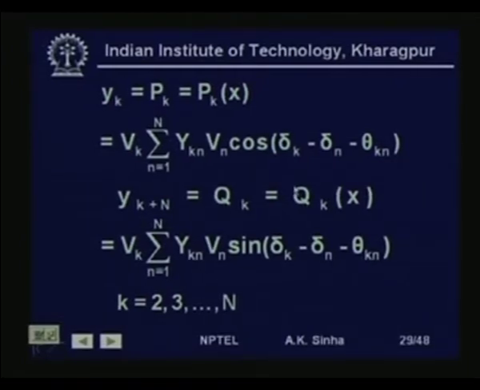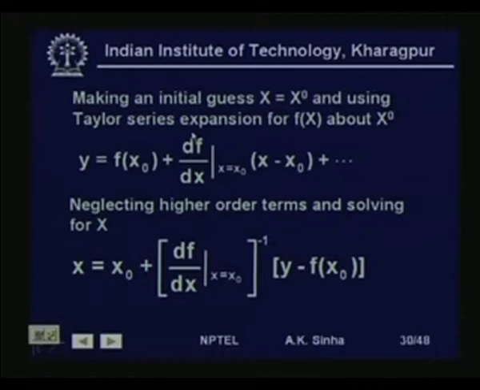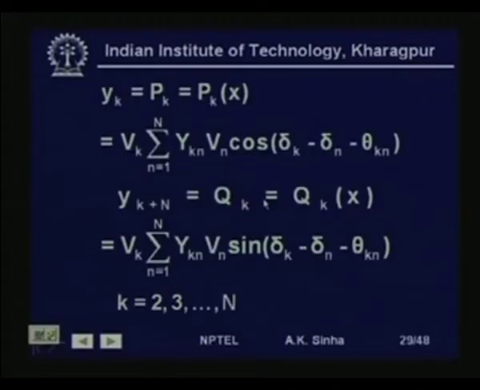So, what we are doing is arranging all the equations, p equations first and then the q equations. So, we are writing in this form. So, q k is like this, or y k plus n is the q k expression like this, k is equal to 2 to n. So, this is how we can arrange the equations, and now if we can see these equations are nonlinear equations.